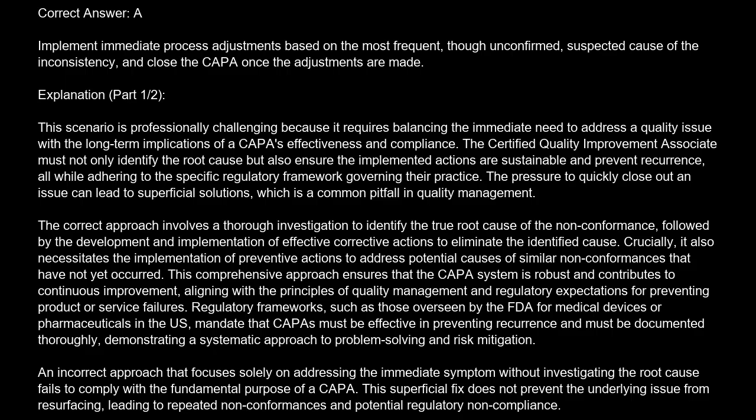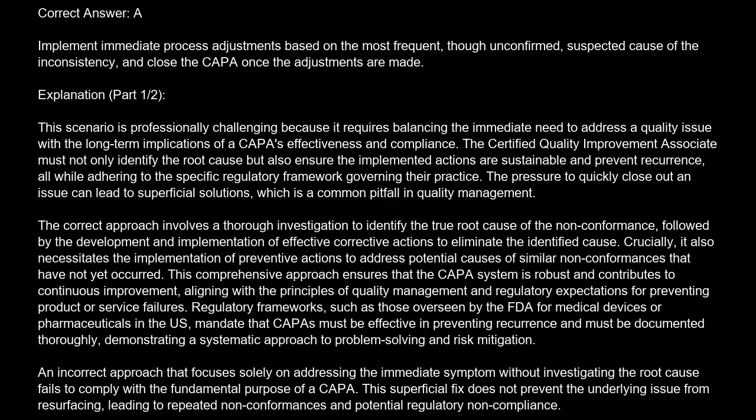The Certified Quality Improvement Associate must not only identify the root cause, but also ensure the implemented actions are sustainable and prevent recurrence, all while adhering to the specific regulatory framework governing their practice. The pressure to quickly close out an issue can lead to superficial solutions, which is a common pitfall in quality management. The correct approach involves a thorough investigation to identify the true root cause of the nonconformance, followed by the development and implementation of effective corrective actions to eliminate the identified cause.